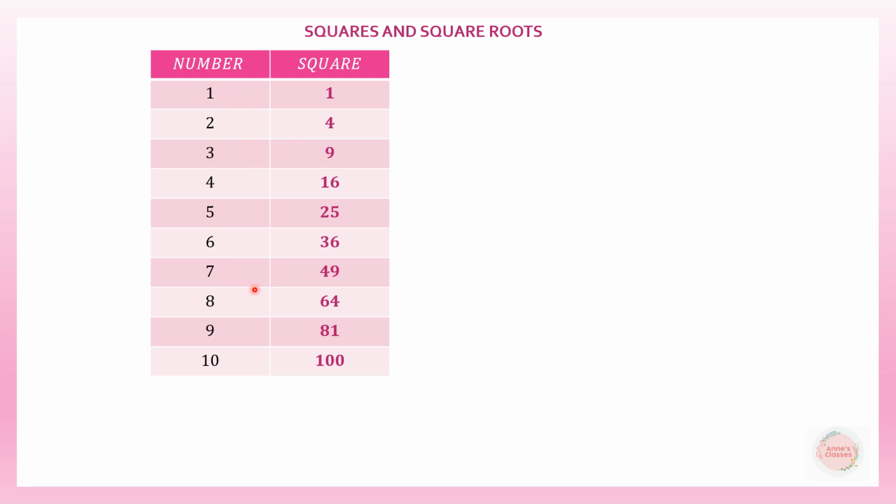Now here we have a table and here in the first column we have numbers. When I multiply a number by itself, the answer that I get is called its square. So 1 into 1, 1 ones are 1. Multiply a number by itself and the answer you get is a square. 2 2s are 4, 3 3s are 9, 4 4s are 16, 5 5s are 25 and so on. So here we have numbers from 1 to 10 and here we have their squares.